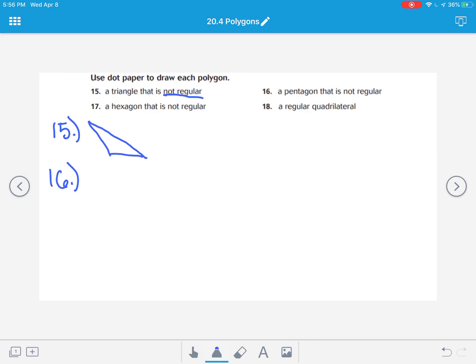Now the dot paper would help us draw it exactly. If you want to draw it exactly, you could also use a ruler and measure out one side an inch, one side 2, one side 3 for not regular.